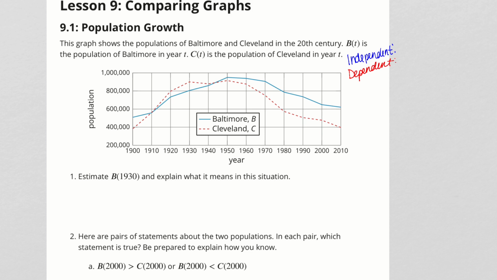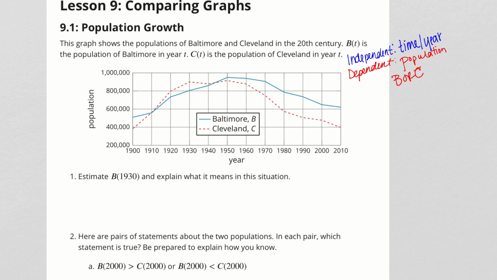So your independent variable in both of these cases is time. It is the year. So time, I'm going to do that in red and blue. It's time, year. That means my dependent variable is going to be the population, either Baltimore or Cleveland. So population B or C.